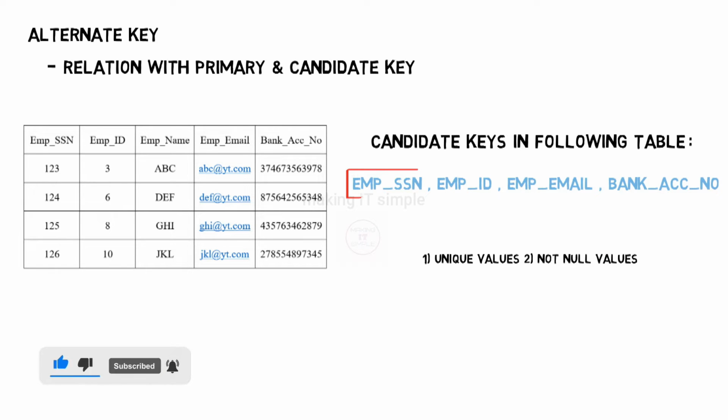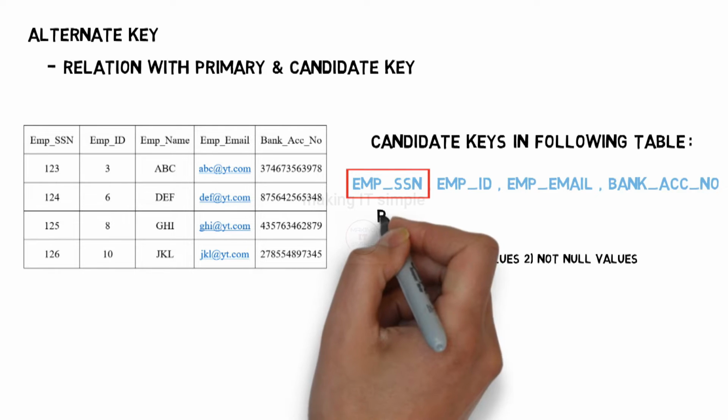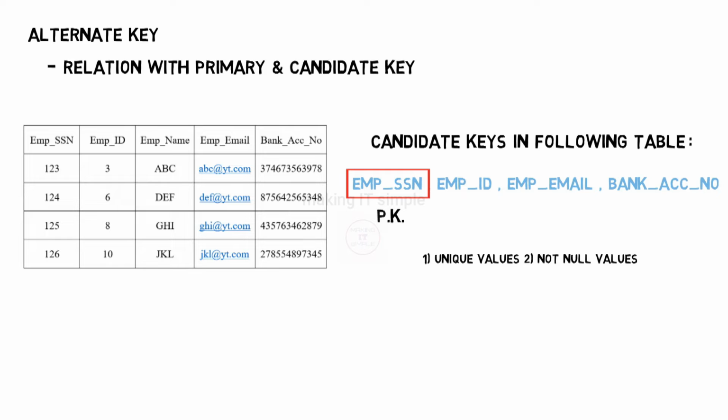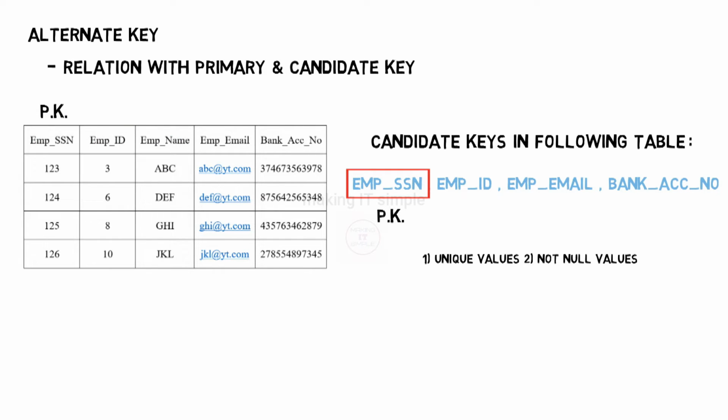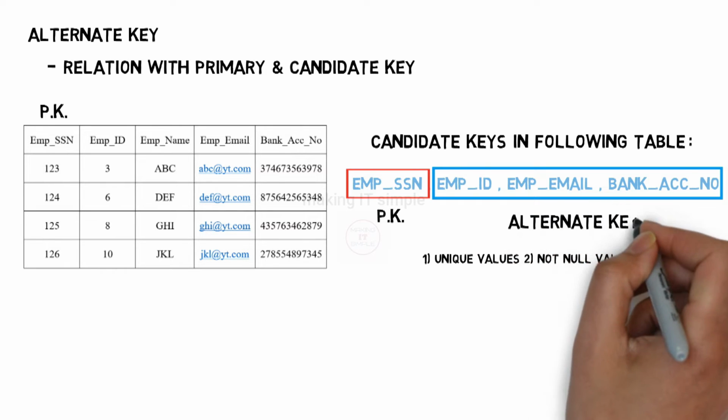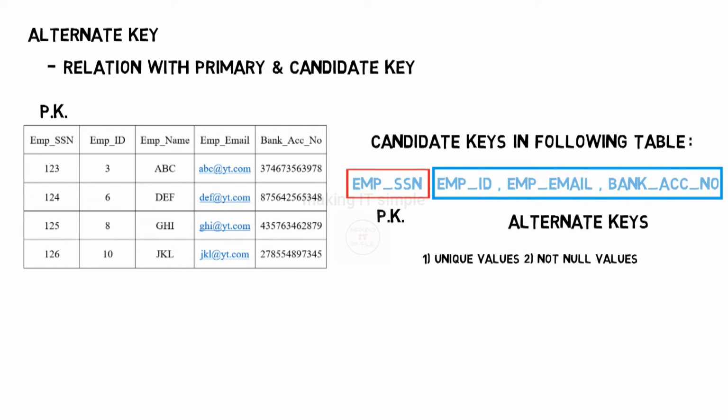Out of all these candidate keys, the best one is chosen to become a primary key. And that candidate key attribute becomes the primary key of that relation or table. As there is just one primary key in each table, only one candidate key gets selected. All the remaining candidate keys which are not selected are called alternate keys. It's like if we have extra options for something, we call them alternatives.